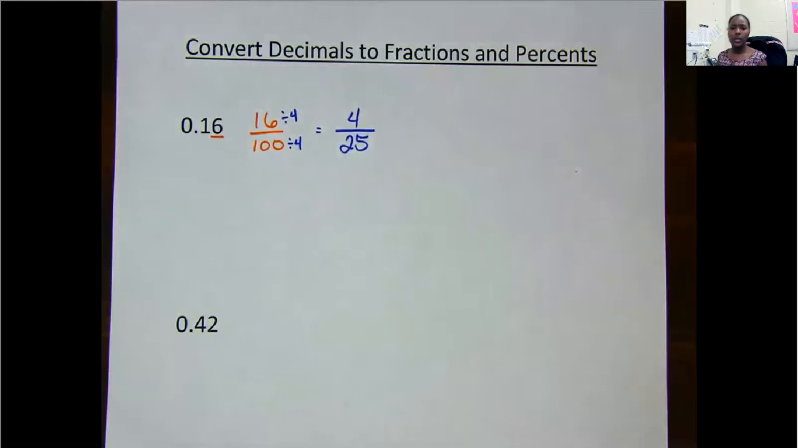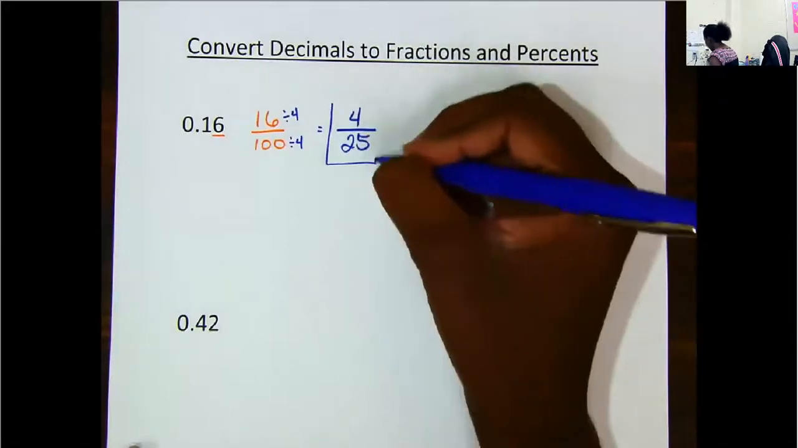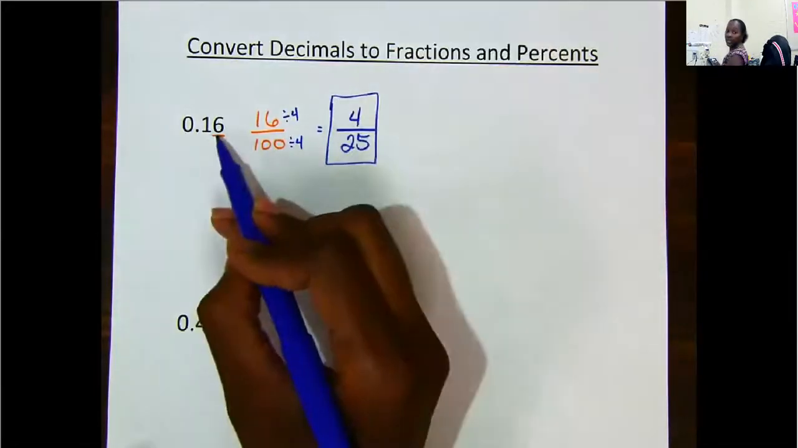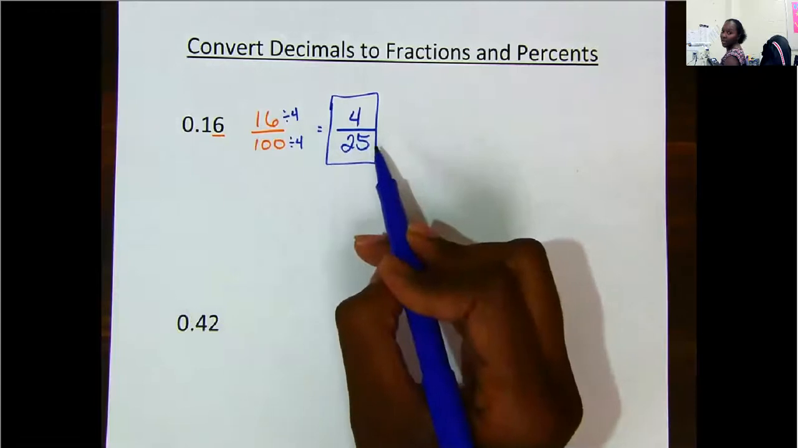I don't think there's another number. Oh, no. 4 and 25, do they both share 4? No, they don't. 4 and 25, that is the simplest we can get. So we're going to go ahead and box that in. So I've changed this decimal to a simplified fraction.